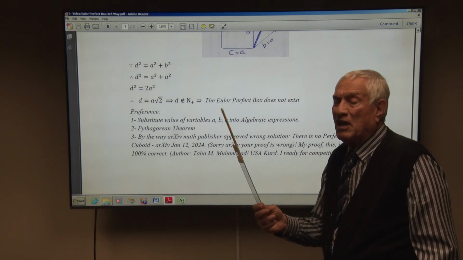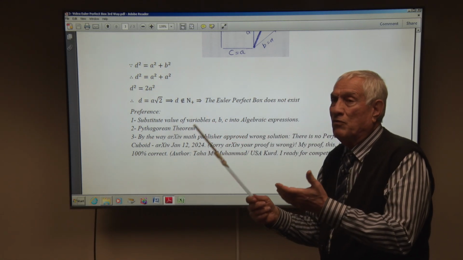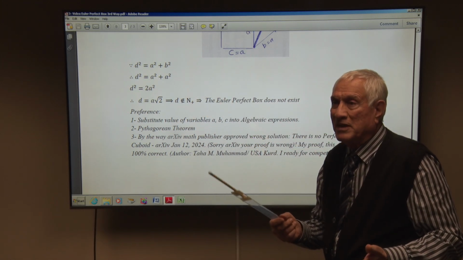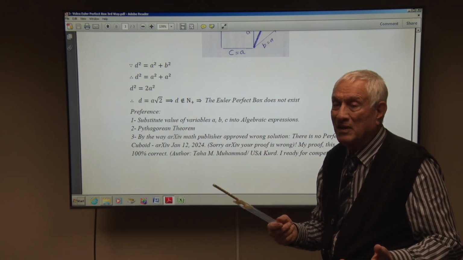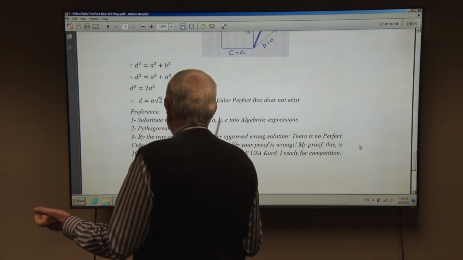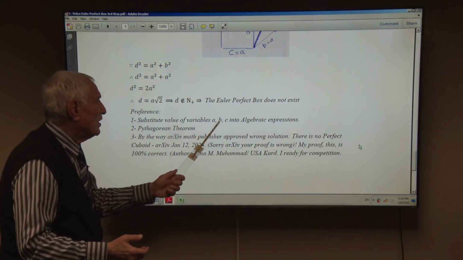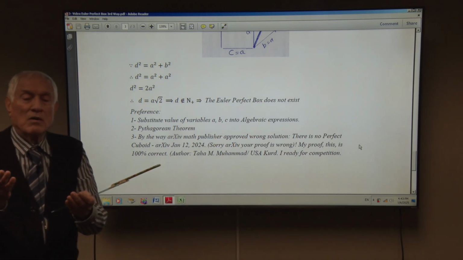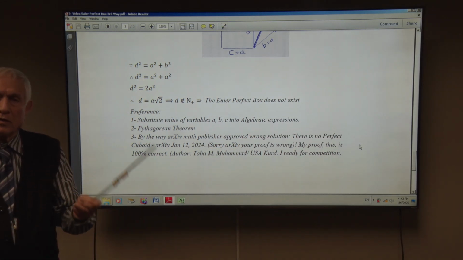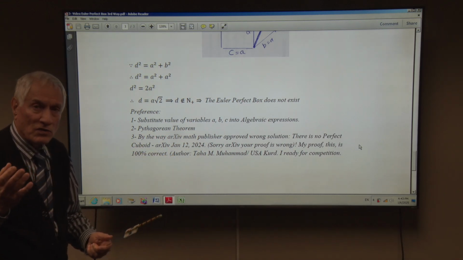References. Some publications judge me on references, or on the abstract or keywords missing. I did simple things. For example, here, my reference is what? Substitute number values for A, B, C in order to prove two expressions equal or not equal. This is one idea. Second idea, I use the Pythagorean theorem.